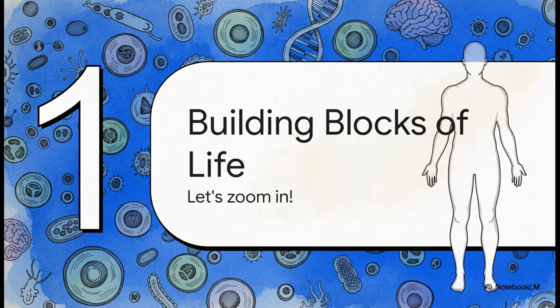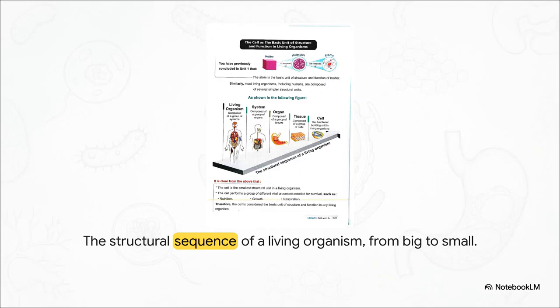Okay, so to actually see these building blocks, we're going to have to zoom in. I mean, way in. Think of it like using a super-powered magnifying glass on ourselves. We're going to start with the big picture and zoom all the way down to the tiniest part. So check this out. This picture shows us that living things are kind of like Legos. They're organized in different levels. You start with something big and complex, and you can break it down into smaller and smaller pieces. Let's follow this map and see how it all clicks together.